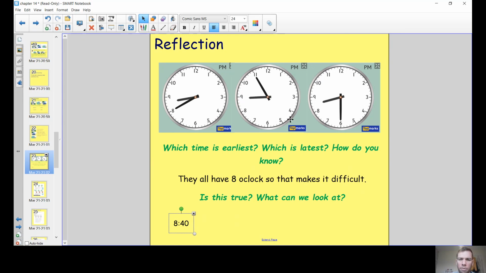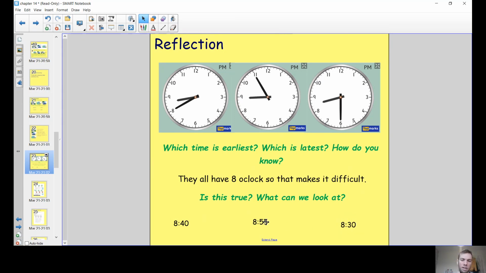Now I could count up in 5s, but I know there are 60 minutes in an hour. So instead I'm just going to count back in 5s: 60, 55. That was much quicker. So 8:55. And finally, well, this is half past. I know there are 60 minutes in an hour. Half of 60 is 30. Half of 6 is 3. So I'm going to put 8:30.